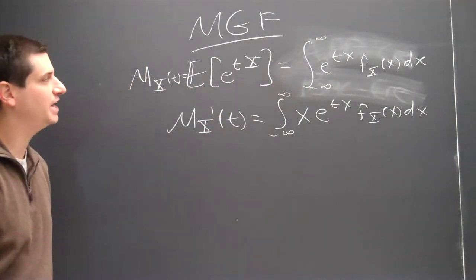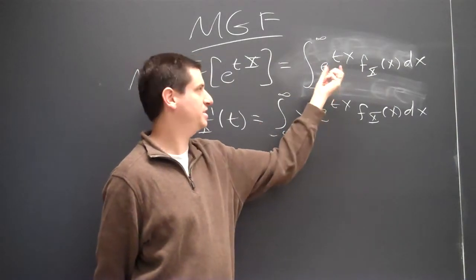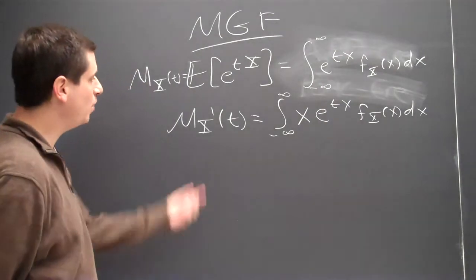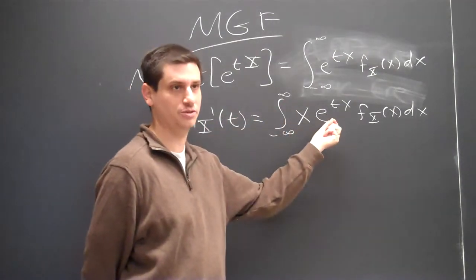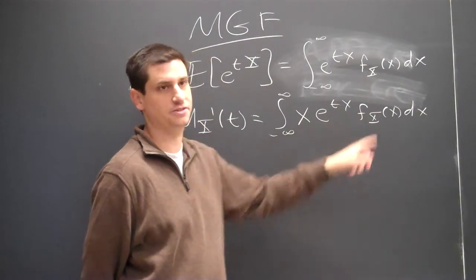All right, moment generating function. One way to see that it generates the moments is we Taylor expand e to the tx. Another way is to interchange the derivative and the integral. If we do that once, we get x e to the tx.